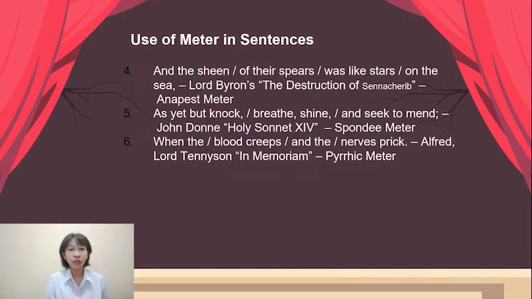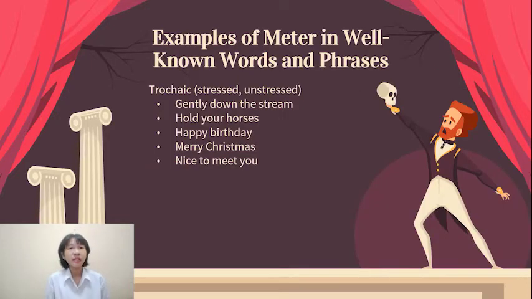Examples of meter in well-known words and phrases. Meter is found in many well-known words and phrases. The English language lends itself to accenting or stressing particular syllables as elements and patterns of speech. Here are some examples of meter in well-known words and phrases. The first one, trochaic, stress and unstress: gently down the stream, hold your horses, happy birthday, merry Christmas, nice to meet you.